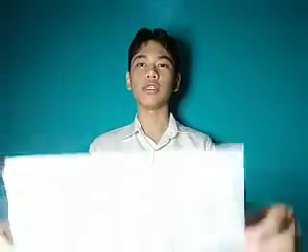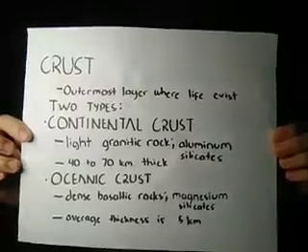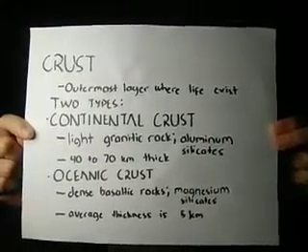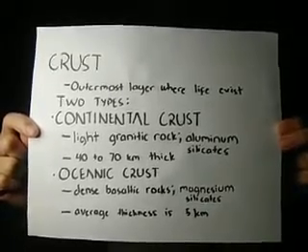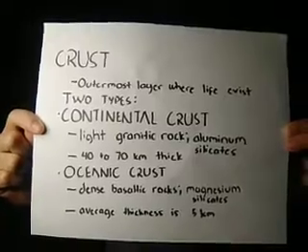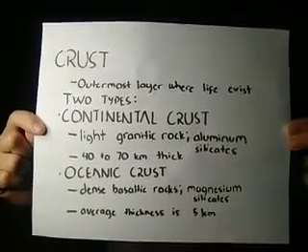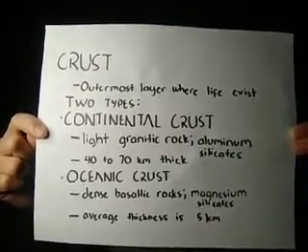The outermost compositional layer of the Earth is the crust. The crust is where life exists. It has two types: the continental crust and the oceanic crust. The continental crust is the crust that makes up the continents. It is composed of light granitic rocks made up of aluminum silicates. It is about 40 to 70 kilometers thick.